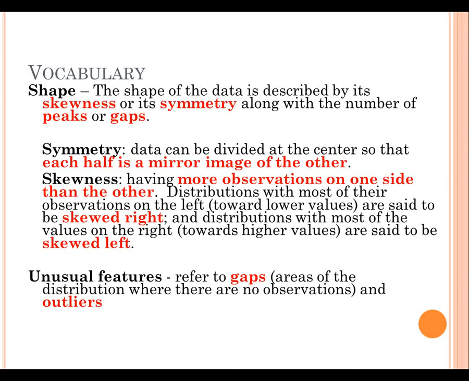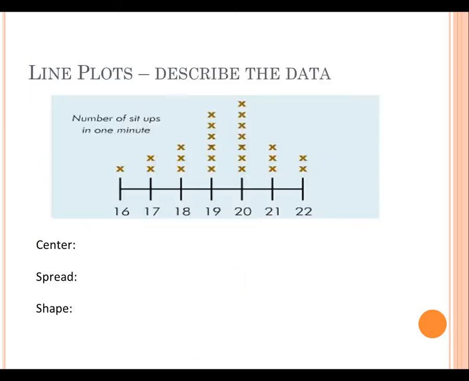Said to be skewed right. And then what's the other way? It's skewed left. Unusual features refer to gaps in areas of the distribution where there are no observations, and outliers. So it's not anything that's consistent.